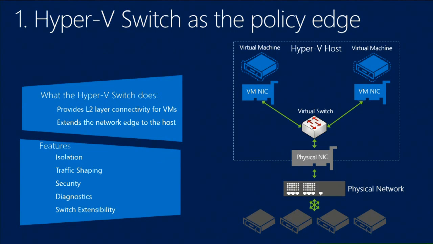The way you do that is to move the policy edge of the network, the edge where you apply policies, from the physical switches that are in the network to the virtual switches on the host. So you have physical switches in the physical network. You move the policies from there to the virtual switches on the host. Because when you move the policies to the virtual switches on the host, you suddenly gain a lot more flexibility.